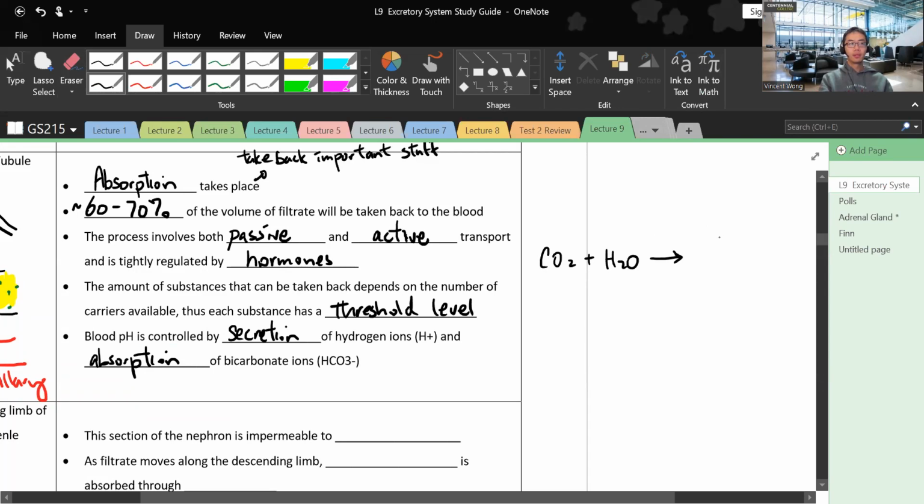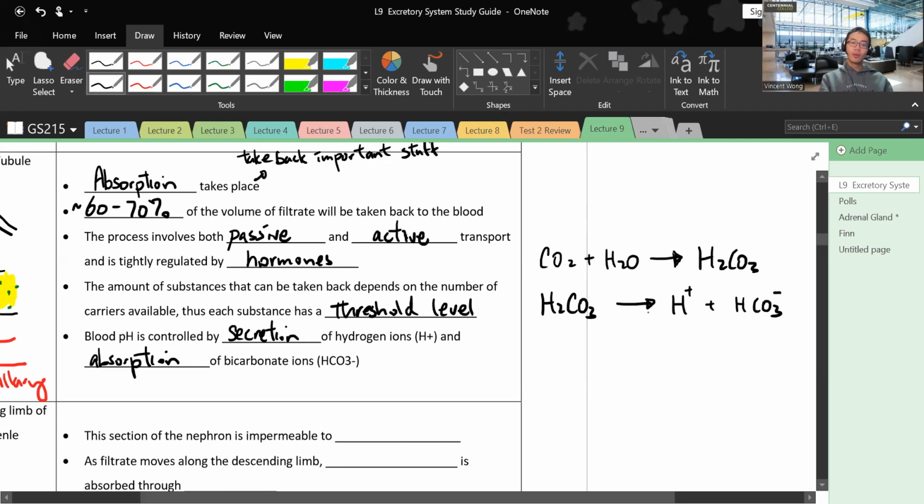No? Who's your chemistry teacher? Anyways, I forgot to ask you guys. What is the product here? CO2 plus H2O. That's okay. It is H2CO3, carbonic acid. Hopefully that rings a bell. And then the H2CO3 is actually going to be broken down into H+ and HCO3-.